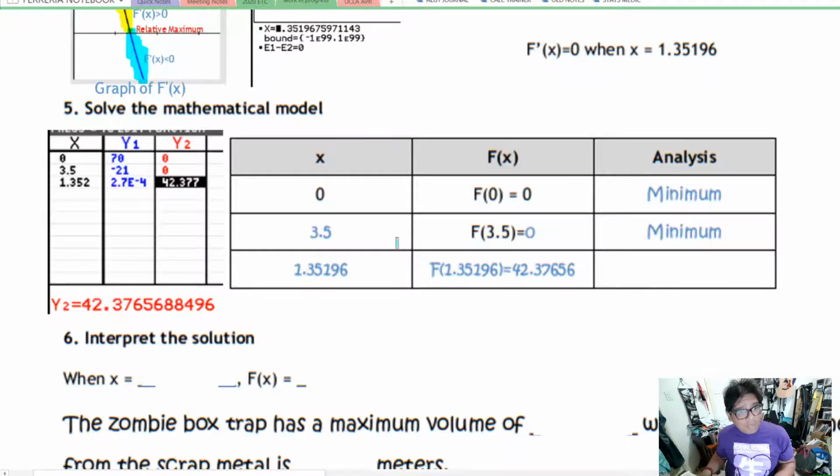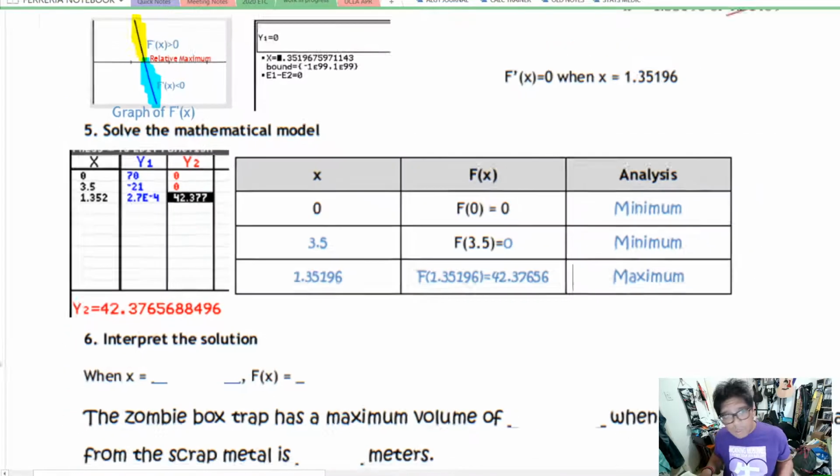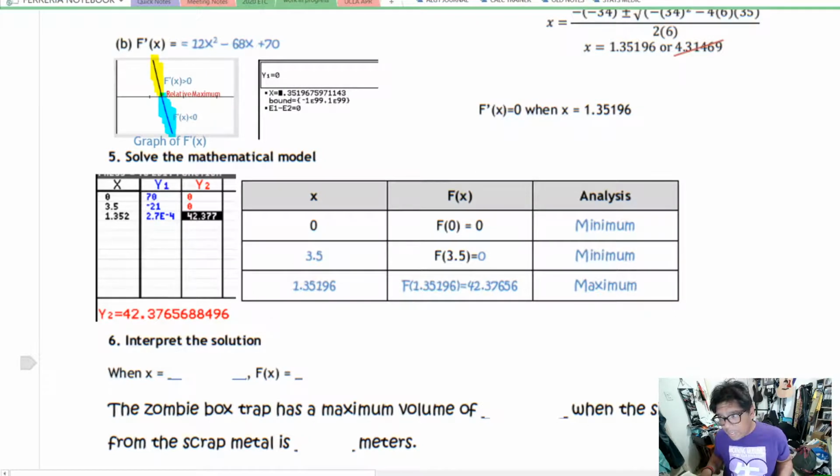And finally, when the cut is 1.35196, the volume is 42.37656, which is my maximum volume. So that is really all of the analysis that we're going to need here.